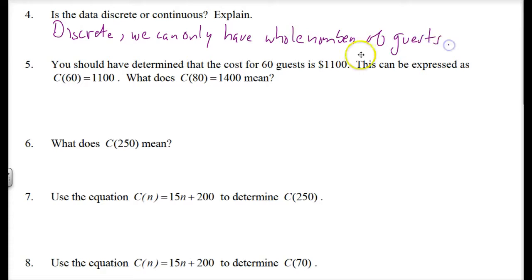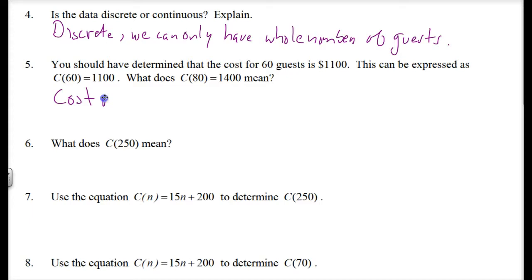Right, whole numbers because there could be 0 guests. You should determine the cost for 60 guests is $1,100. This can be expressed as C of 60 equals 1,100. What does C of 80 equals 1,400 mean? It's the cost of 80 guests.